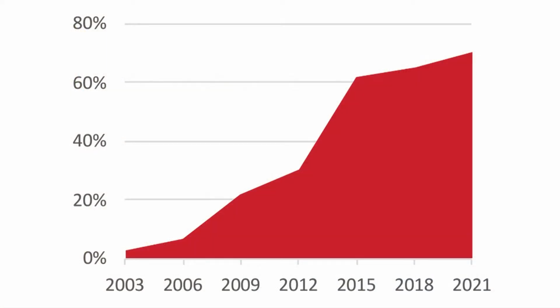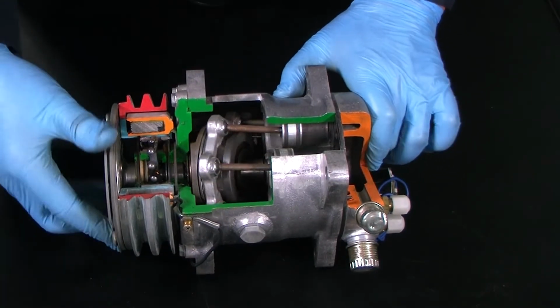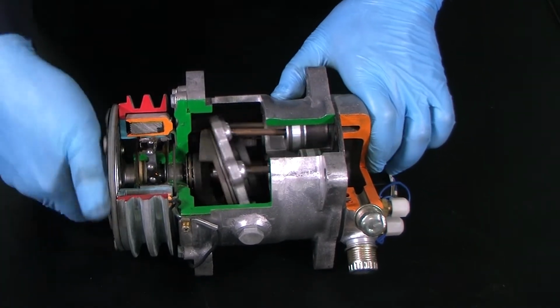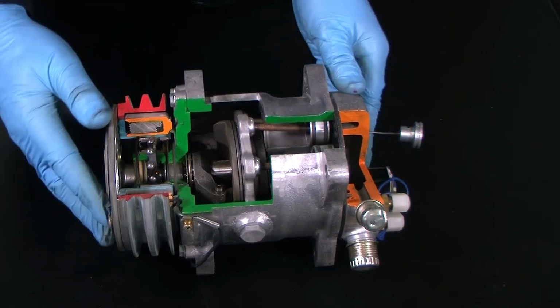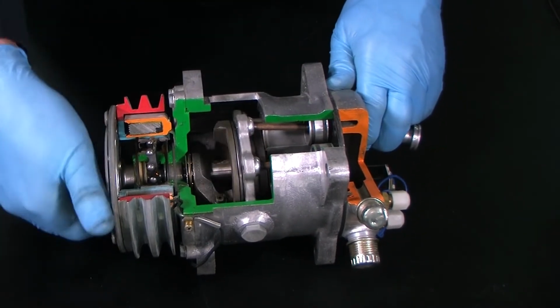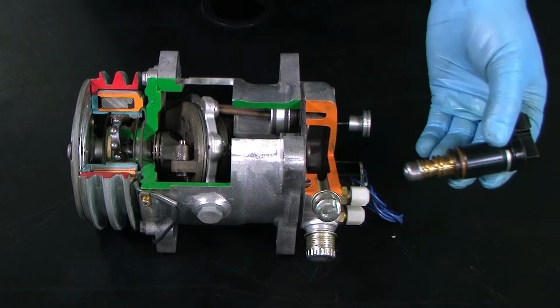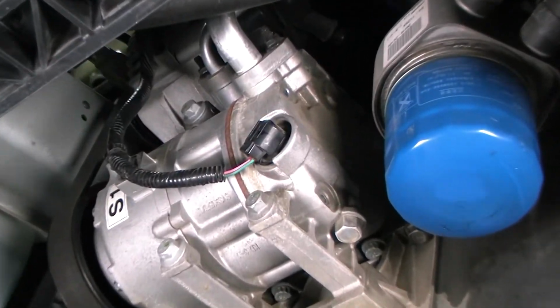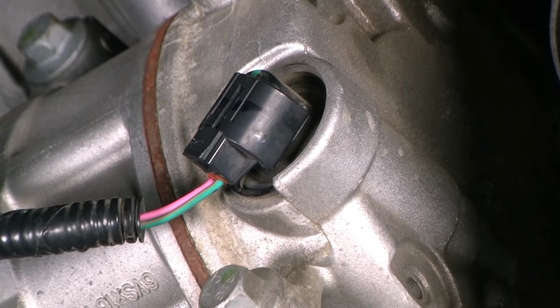Today, over 70% of new vehicles are equipped with an electronically controlled variable displacement compressor, usually referred to as an ECV compressor. Compressor pumping capacity is controlled by changing the stroke of the pistons, which are attached to a variable angle swash plate. Changing the angle of the swash plate changes the stroke of the pistons, as you can see in this cutaway demonstration. The angle of the swash plate is controlled by modulating the crankcase pressure with a duty cycle control solenoid in the rear head of the compressor. Increasing the duty cycle lowers crankcase pressure, which increases compressor output, and vice versa.